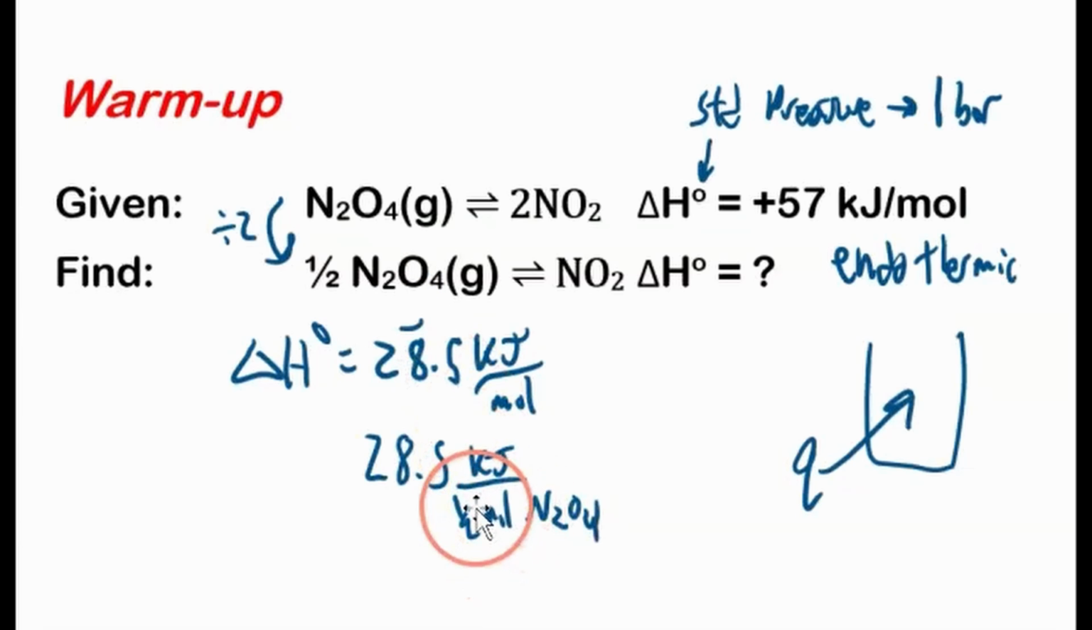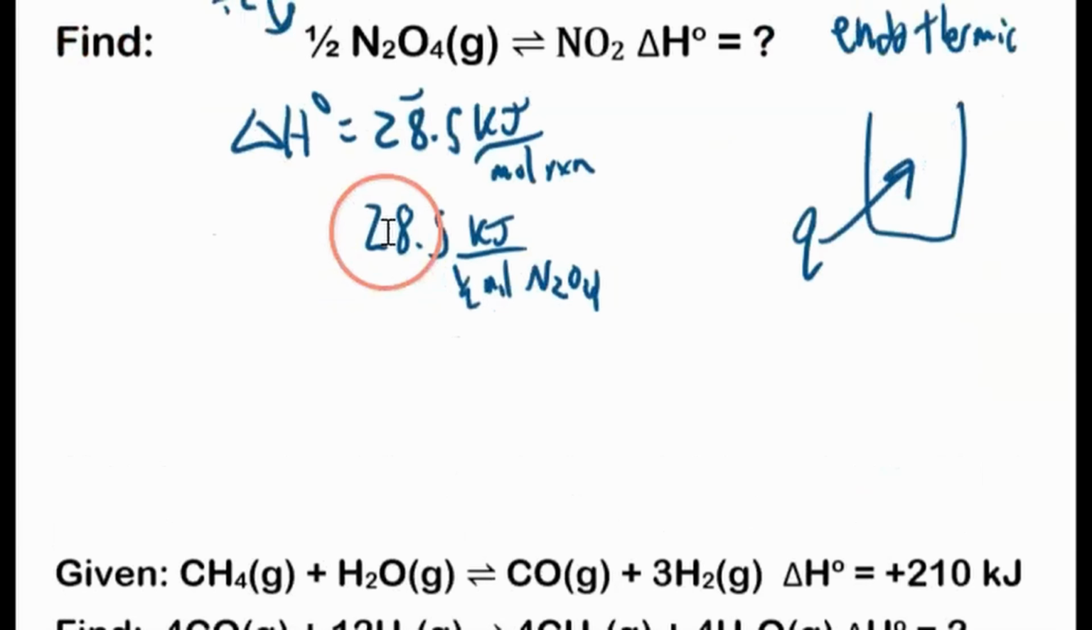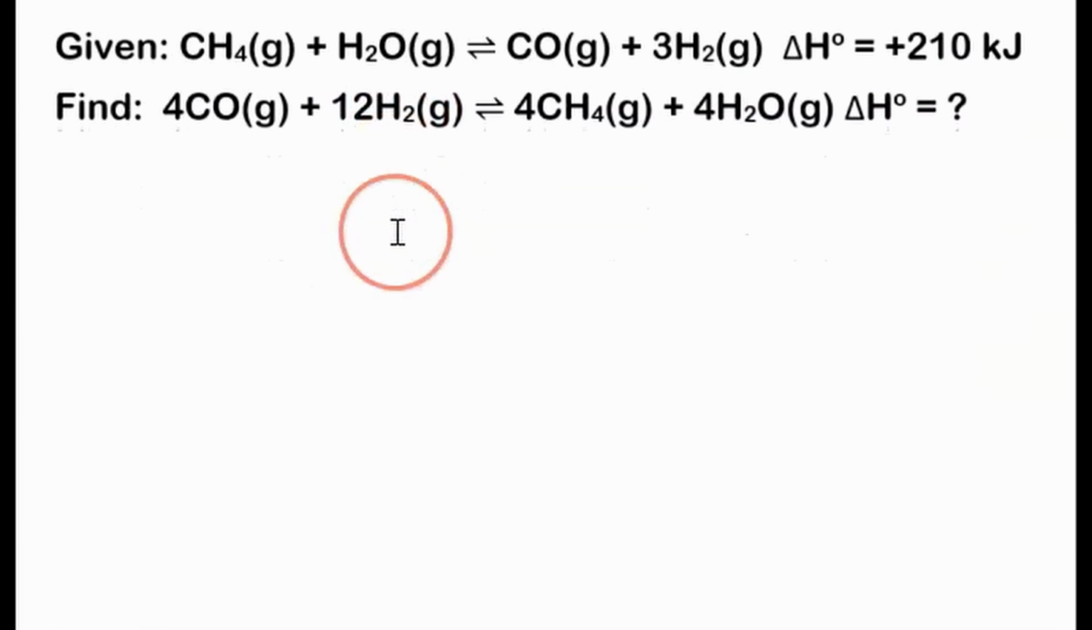This makes sense because if we flip this 1/2 and multiply this thing by 2, we get the same number here. This is very, very important. This is per mole of the reaction. And in this case, it's per half a mole of this. And this 57 would be 1 mole of this. Okay, all right, let's do the next warm-up here.